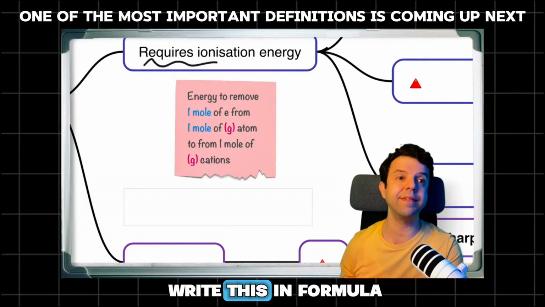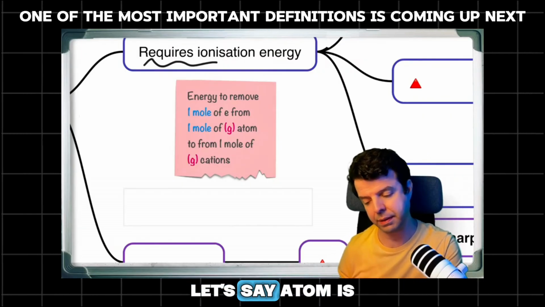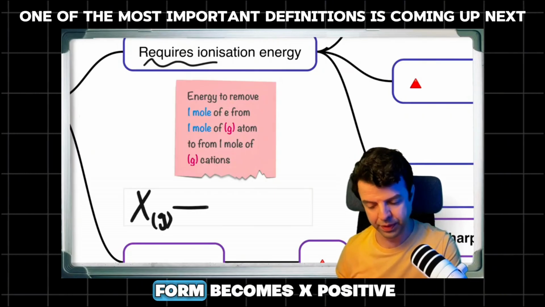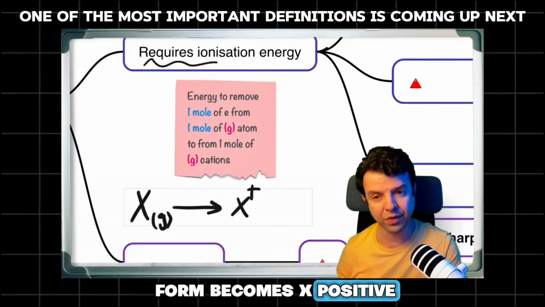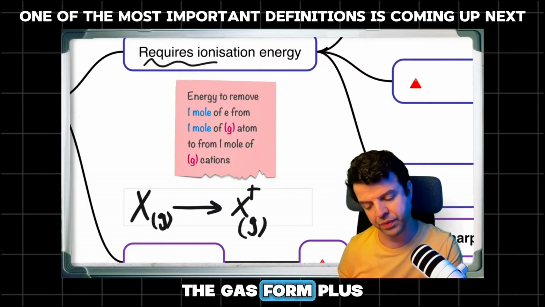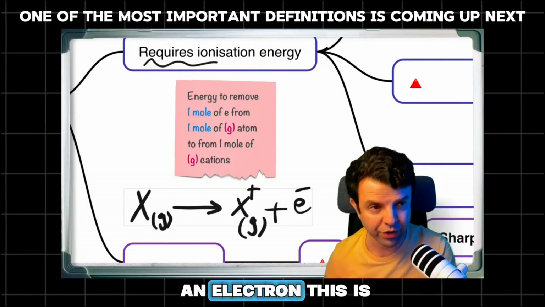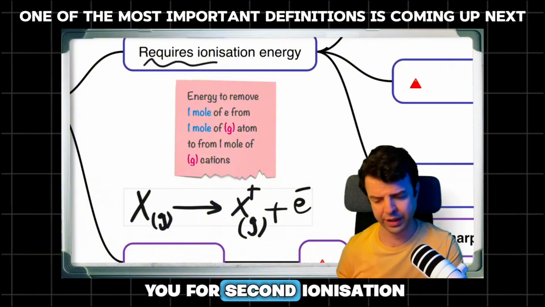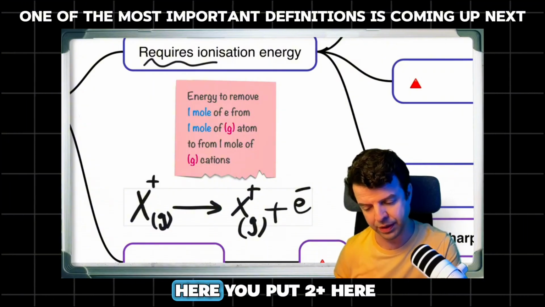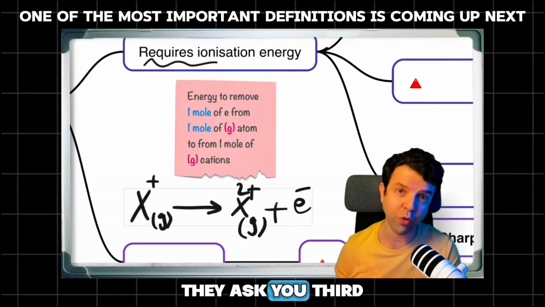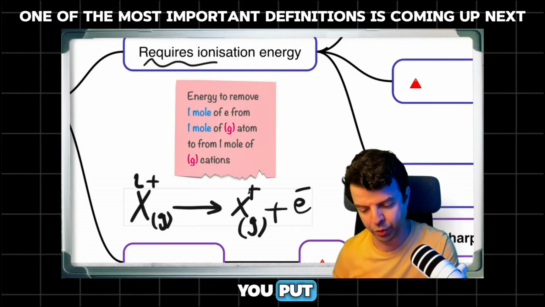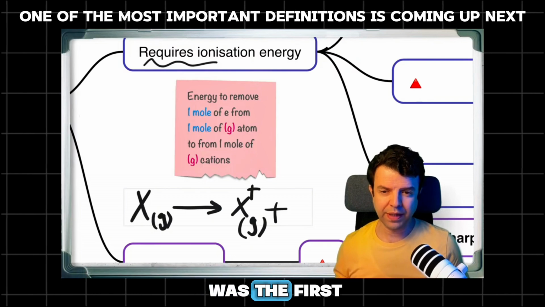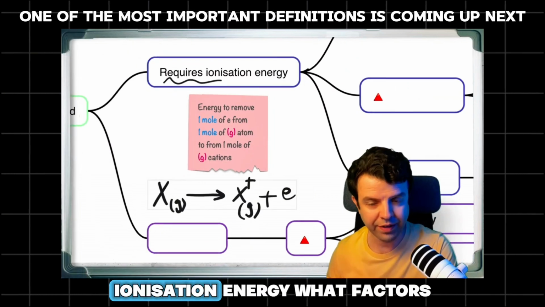How do I write this in formula? Let's say atom is X in the gas form, becomes X positive, the gas form, plus an electron. This is what we call first ionization energy. If they ask you for second ionization, you just put 1 plus here, you put 2 plus here. They ask you third, you put 2 plus here, you put 3 plus here, and so on. Yeah. So that was the first ionization energy.